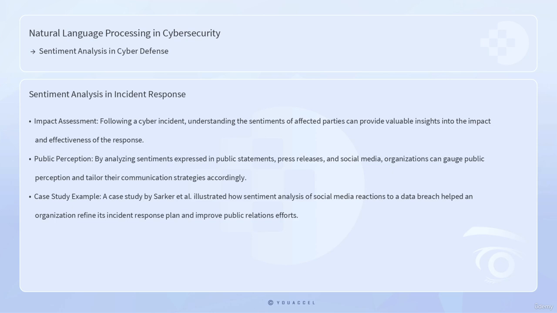A case study by Sarkar et al. illustrated how sentiment analysis of social media reactions to a data breach helped an organization refine its incident response plan and improve public relations efforts.